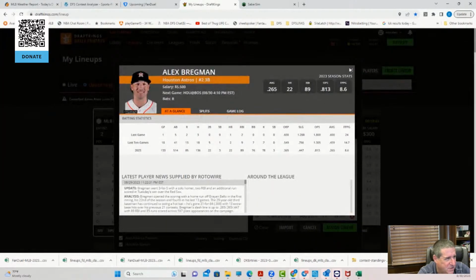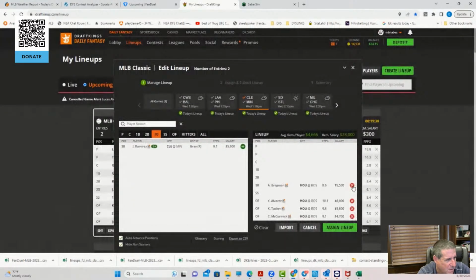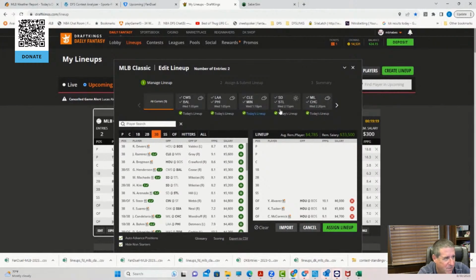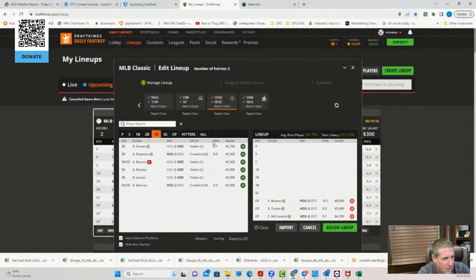Bregman's only third base. So you could do this and then play stuff like this. Play these Clevelands. Let's go back. It's 12:45. Oh, plenty of time. Plenty of time. Bregman. We could play Maldonado.